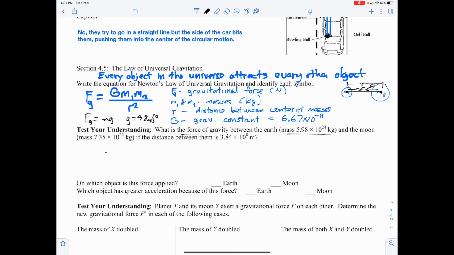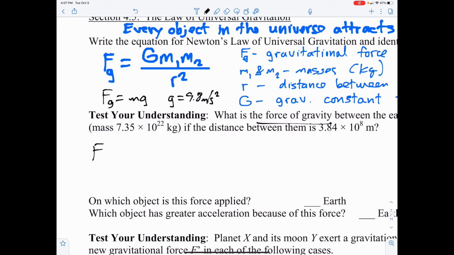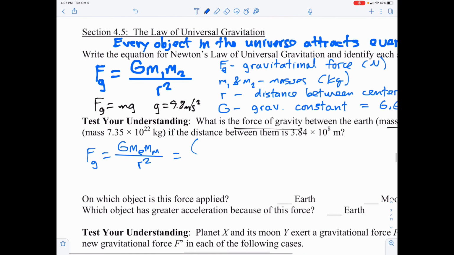Okay, let's see how you did. First thing, we've got to make sure we're putting in the numbers correctly. F sub g is equal to big G times the mass of Earth times the mass of the Moon. So instead of using M1 and M2, I'll give them subscripts to remind me what I'm dealing with, divided by r squared, this distance between them. I'm going to write a big set of parentheses for this part right here, because this is literally one number times one number times one number. Three numbers multiplied times each other.